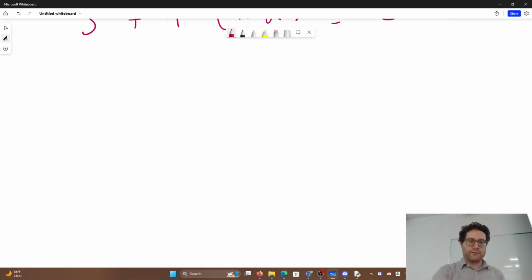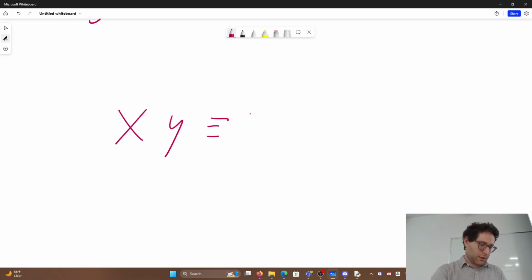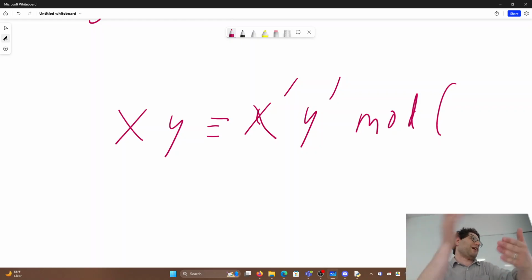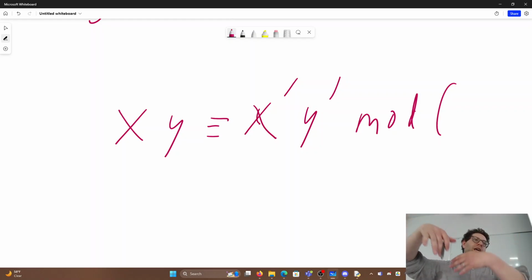The other rule, if we can do addition like this, is x times y is congruent to x prime times y prime mod n. So when you do prime, it doesn't mean derivative, right? Prime in this case denotes a different x, something in the same congruence class.